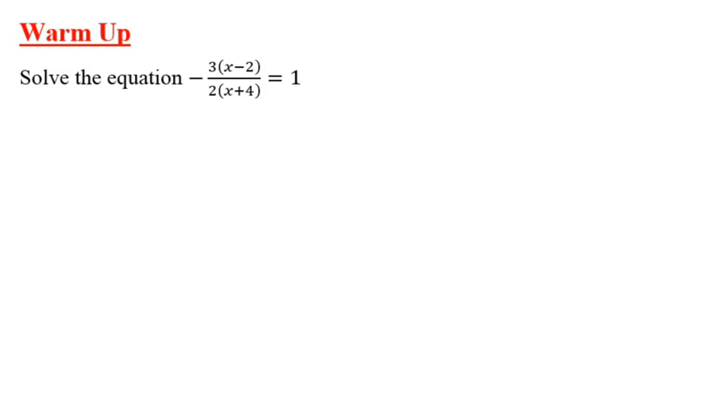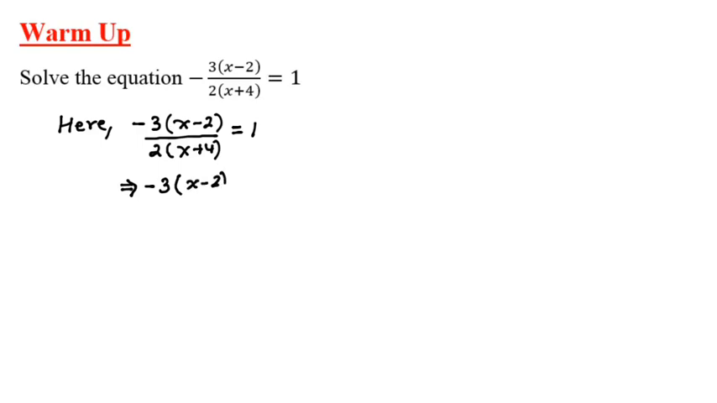The first example is here. So here we are asked to solve the equation (3 times x minus 2) divided by (2 times x plus 4) equal to 1. So we have a fraction which is equal to 1. Whenever a fraction is equal to 1, the numerator and denominator are equal. So 3 times x minus 2 is equal to 2 times x plus 4.